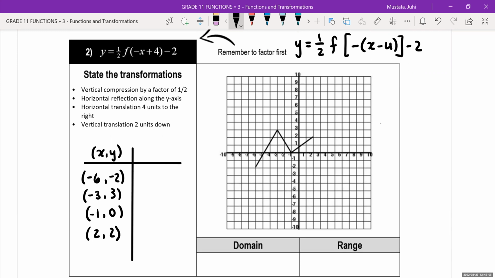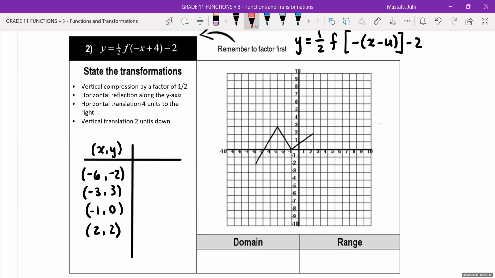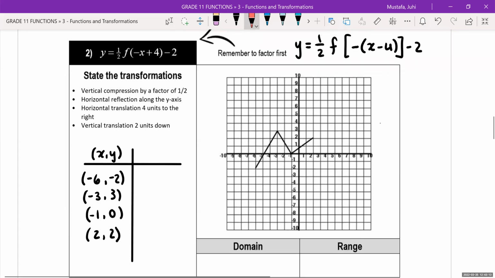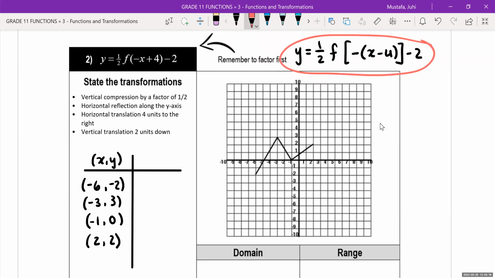As I said before, the most important part of this is going to be figuring out our mapping coordinates. So we're going to look at this equation here, the one we've factored already. The things that affect your x values are this stuff inside of the bracket. So we have a negative, and then we have a -4. What that's going to look like is -x plus 4. And then what affects our y values? It's this half and this -2. So it would just be a half y minus 2.